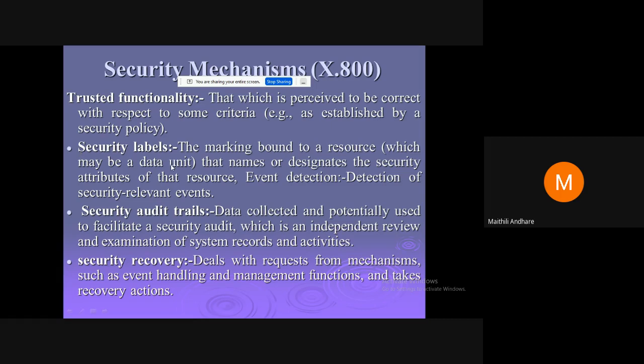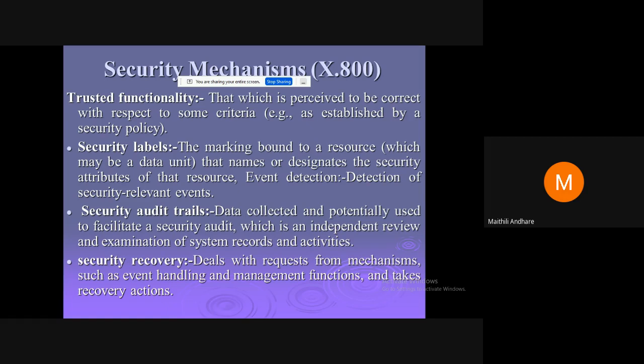Then security labels. By using standard labels, security can be maintained and achieved. The standard labels are there so as to decide the security. This is another concept related to the security mechanism. Making bound to a resource, which may be a data unit, that names or designates the security attributes of that resource. For different resources, different attributes are there, and by those attributes we can achieve security. In short, the labels are there to maintain and detect the security.